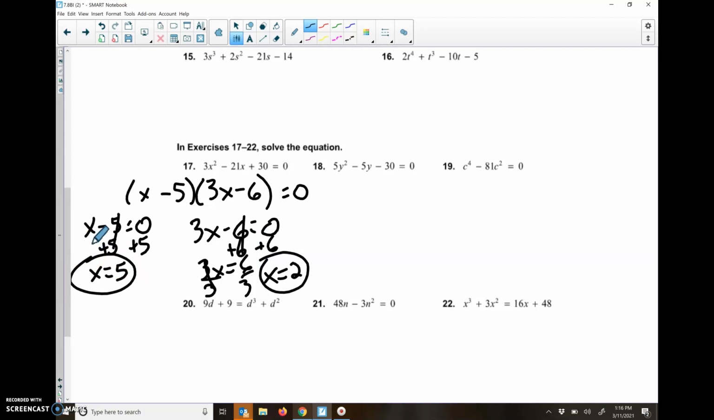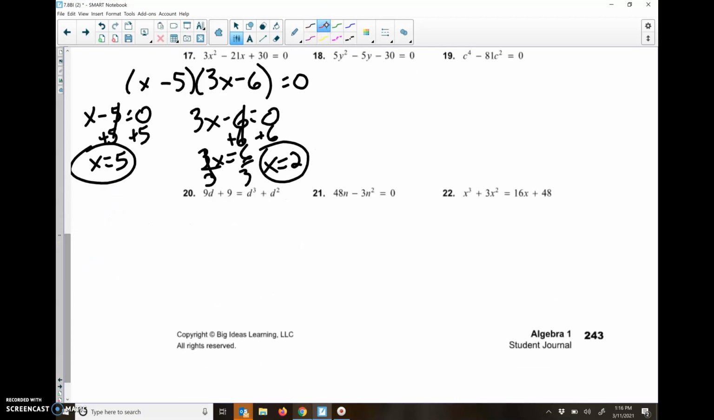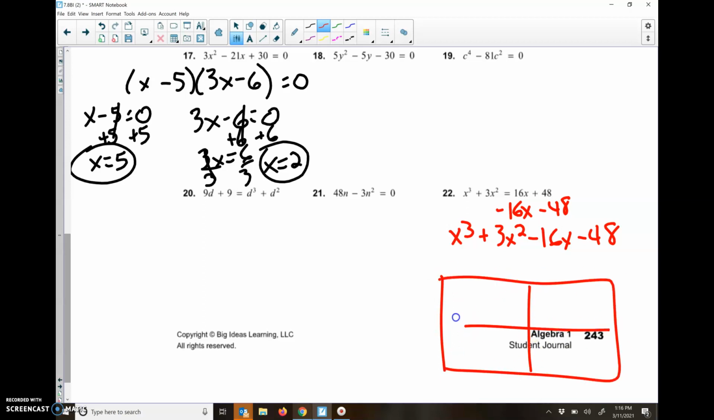Let's look at number 22. So this one, we got to do some work here. So I got to subtract 16x, subtract 48 from each side. So I'm left with x to the third plus 3x squared minus 16x minus 48. Okay, so let me make my Punnett square here. So x to the third, 3x squared, negative 16x, and negative 48.